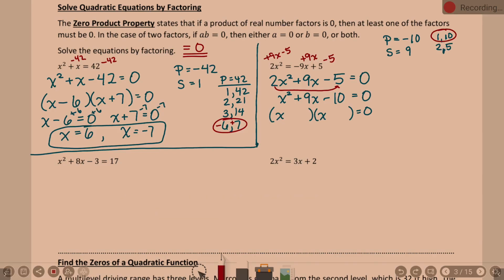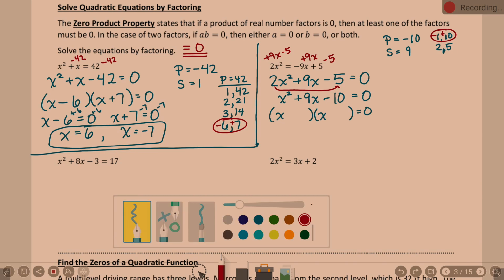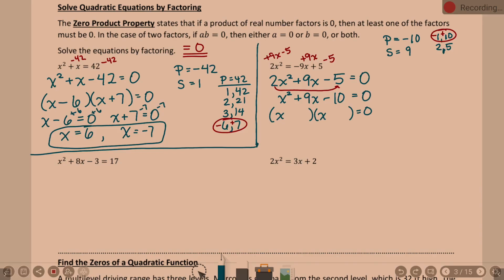If I'm multiplying to get a negative, one of each, right? One positive, one negative, and how are we going to make this work? It's going to be a positive 10 because 9 is positive, so we want the bigger number positive. Fill them in. X minus 1 and x plus 10.